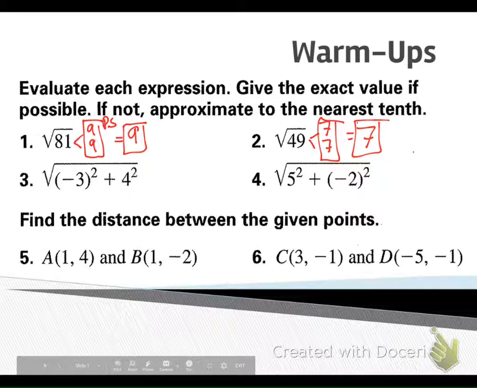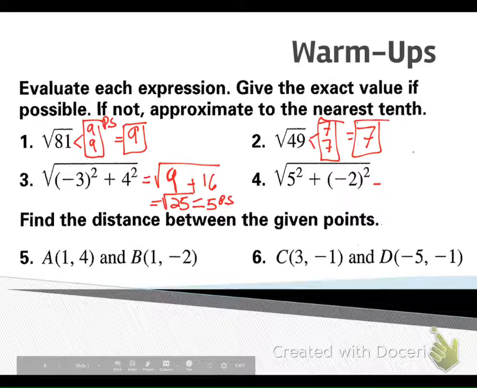And then I'd want you to write PS next to it, just so I know that you know. Okay, after this one, we have negative 3 squared. What's negative 3 squared? It's going to be a positive 9, because negative 3 times negative 3 makes a positive. And then we have 4 squared, which is 16. What is 9 plus 16? 25. And then I know that you know this is a 5 PS.